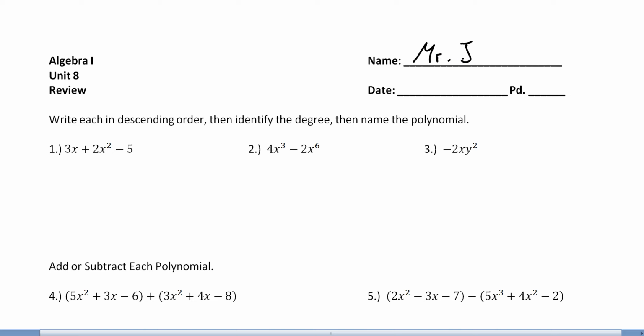If we look at these first couple, it asks us to write it in descending order, also known as standard form, sometimes we'll call it that. Then identify the degree, name the polynomial.